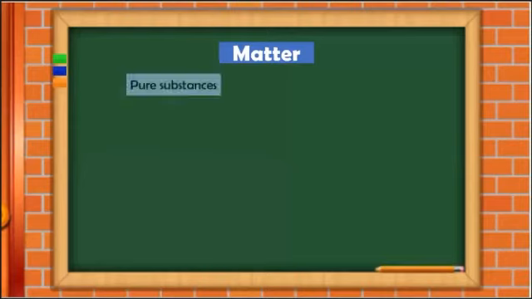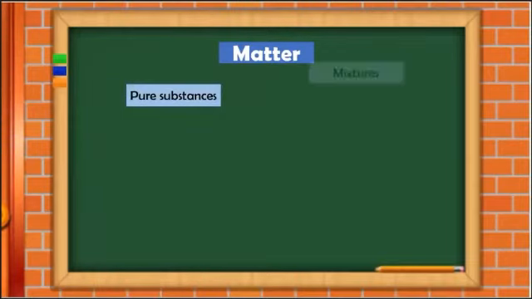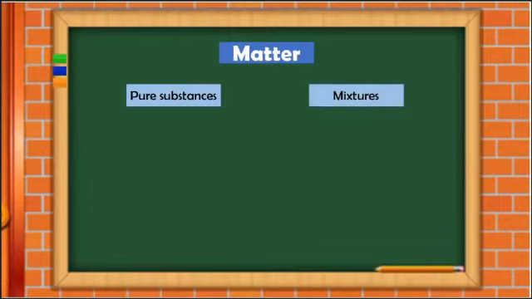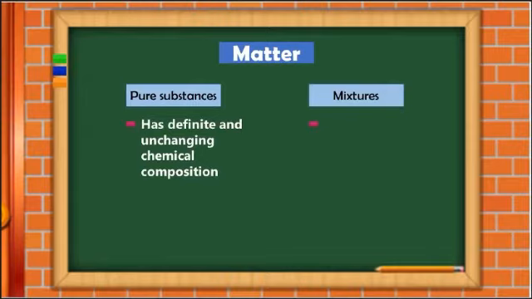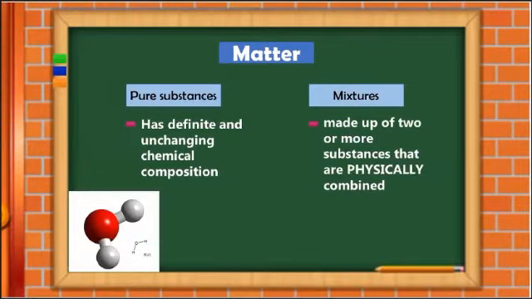For instance, in matter, we have pure substances and mixtures. When we say pure substance, it has a definite and unchanging chemical composition, meaning it is definite already. An example of a pure substance is water. So water is a pure substance. And how about mixtures? Mixtures are made of two or more substances that are physically combined.